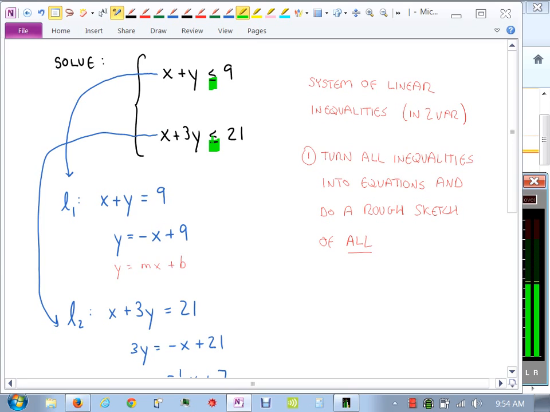Let's add a little note to that. Solid, right? If the inequality has the equal sign. Dotted if it's just the strict inequality. So let me put it this way. Solid if you have this or this. Dotted if you have this or this. That makes sense? Just add that in there as a little side note.